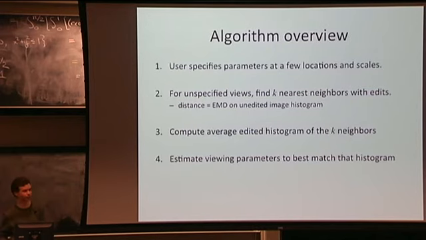So here's a brief overview of the algorithm. First we let the user adjust the picture at a few different places. And then, given a new view that has no adjustment by the user, we find the adjusted views that are the most similar. We average their histograms, which gives us a target histogram, and we solve a small optimization problem to find the brightness and contrast settings that best match this target histogram.